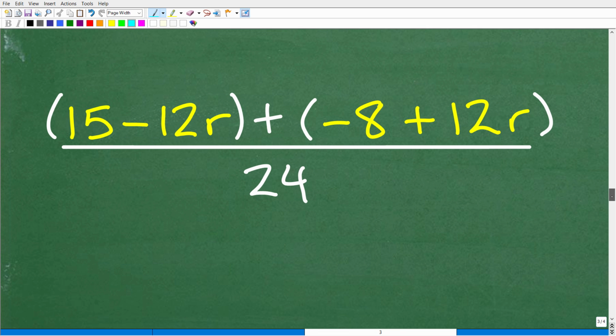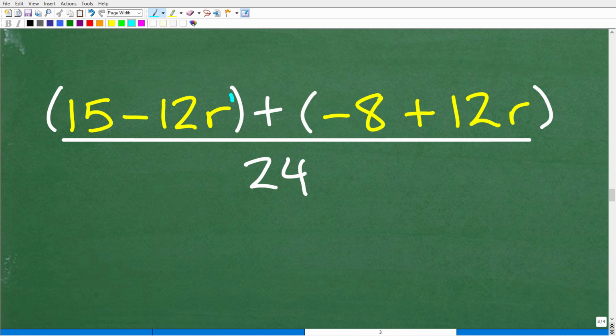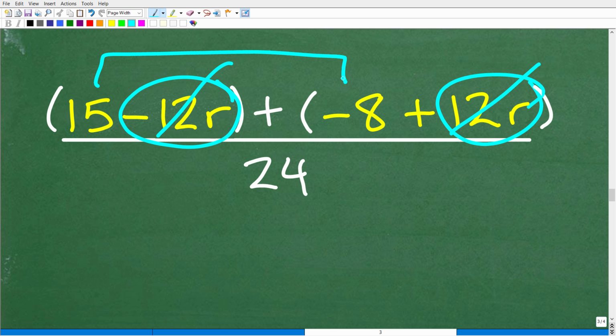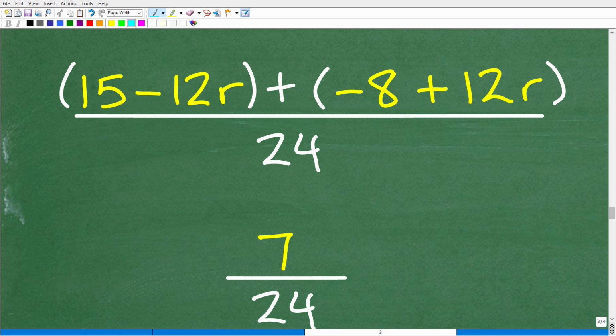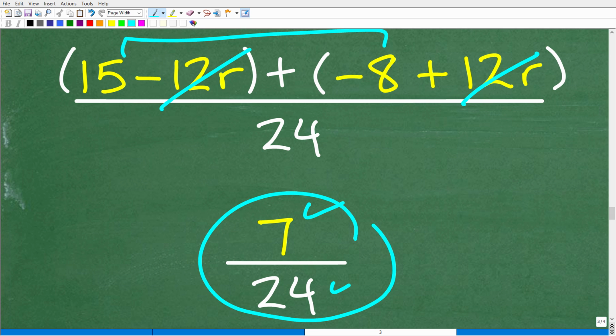At this point, you can see that these 12r's are going to cancel. Those are going to go away, and we end up with 15 minus 8 over 24. That's going to be our answer. The 12r's go away, so 15 minus 8 is 7, or 7 over 24, which of course is the solution. Now, as I indicated, if I gave this as a quiz question, a lot of good students would get this wrong, because they're going to make an error.